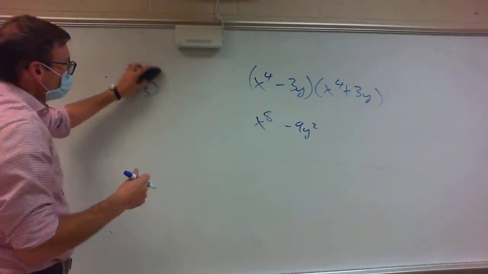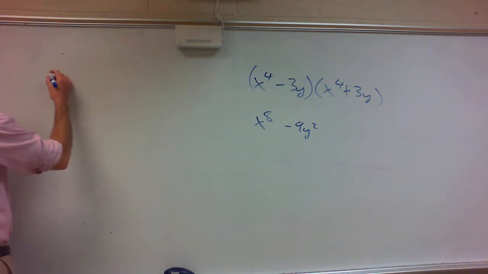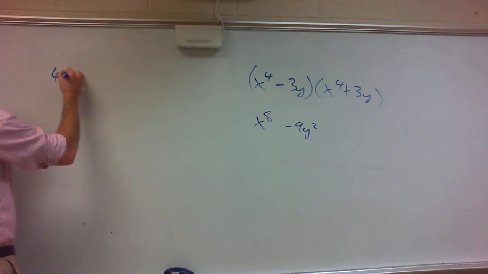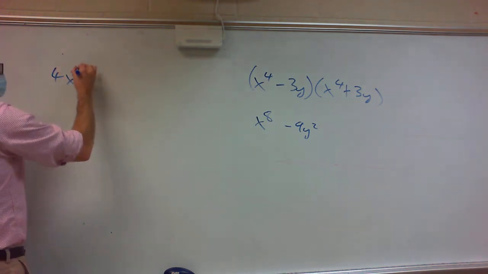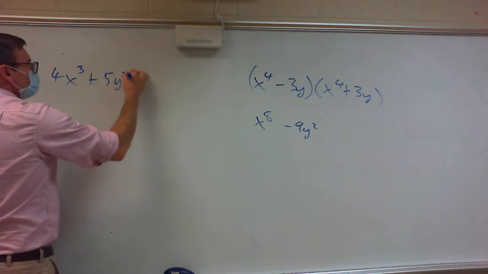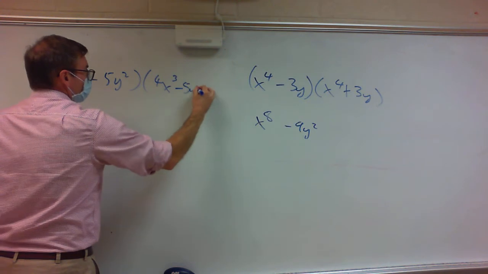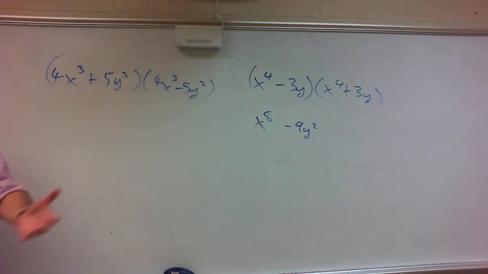So just to make sure that sinks in, what if I gave you, let's do 4x cubed plus 5y squared times 4x cubed minus 5y squared. You don't have to write the problem, but I do want you to write down the answer.